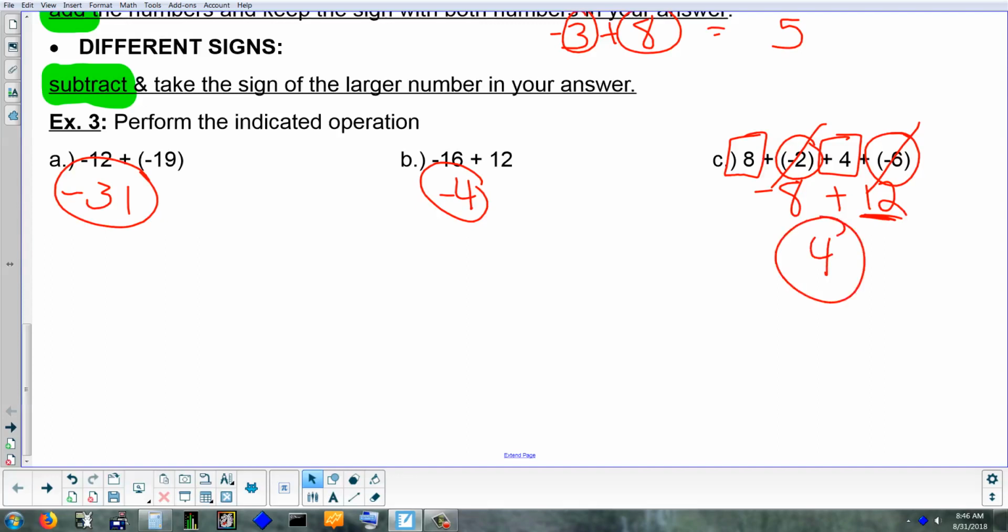Again, look and see, identify which one's bigger first. Write down the sign of the bigger. In this case, it was positive. All right? Sometimes it's negative. So the answer for that one was 4. Everybody with me so far?